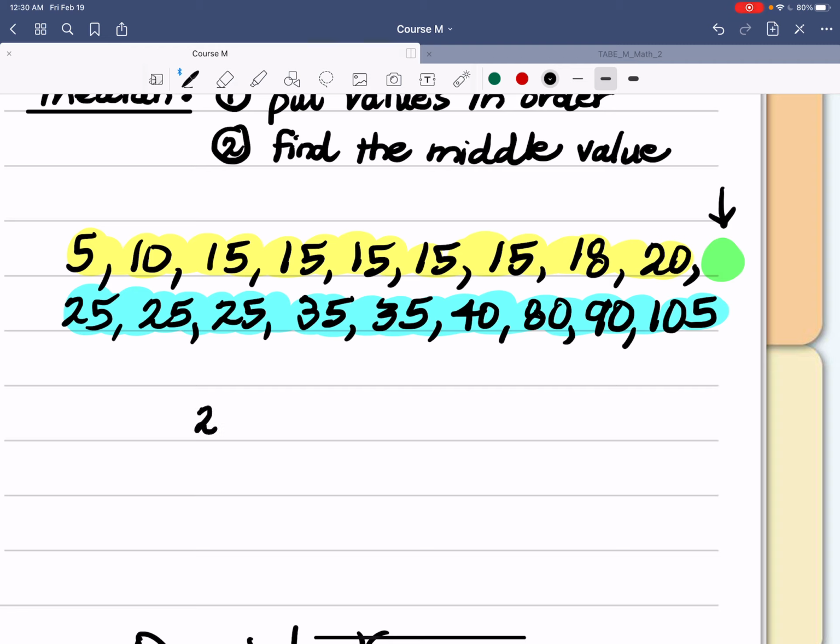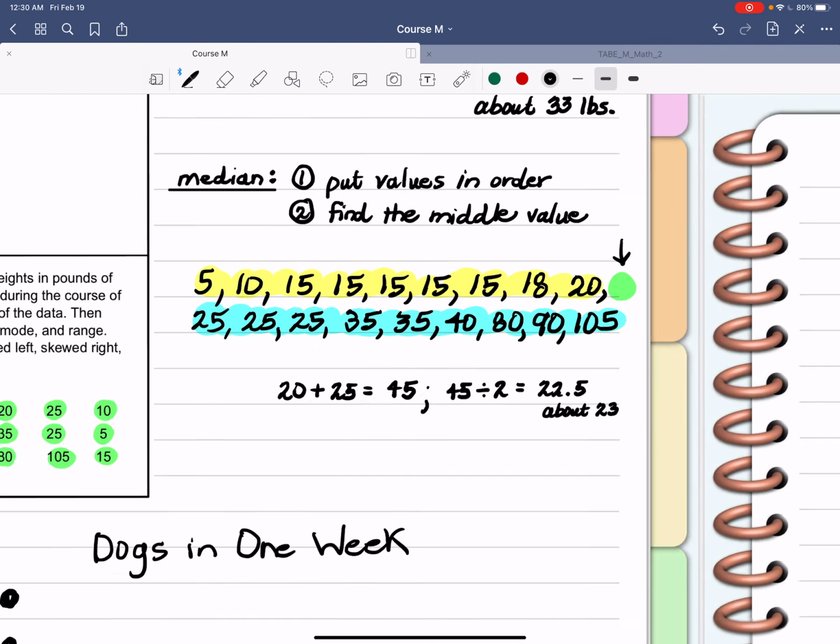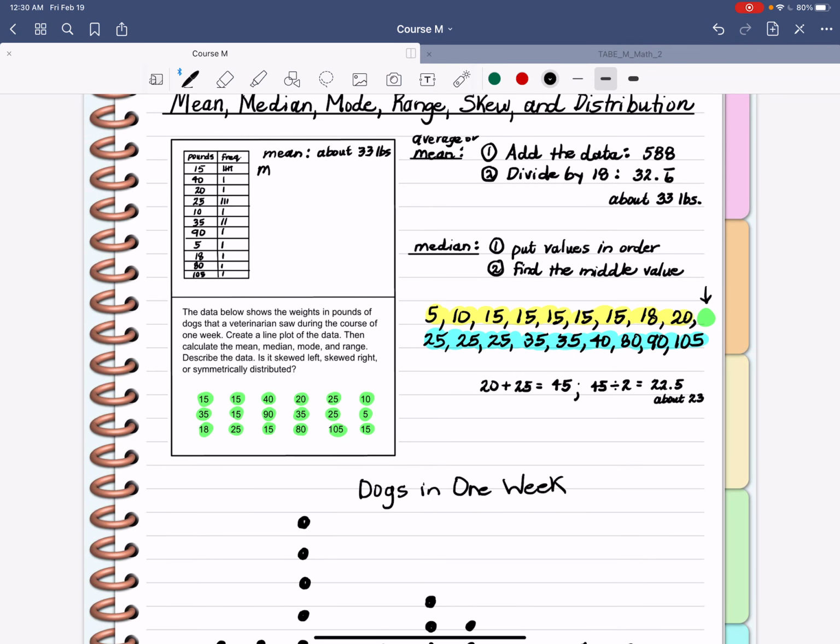So you would say 20 plus 25 is 45. And 45 divided by 2 is 22 and a half, sorry. So the median, the middle value, is about 23. You could leave it at 22 and a half. That is the median value for this data.